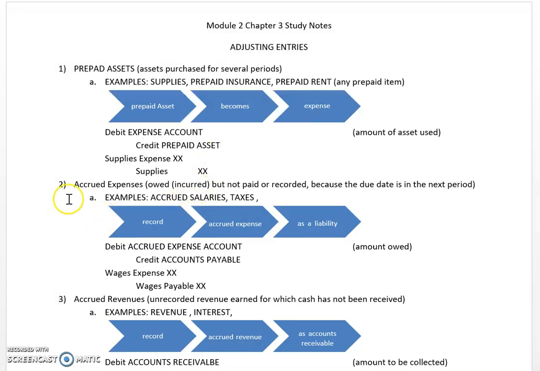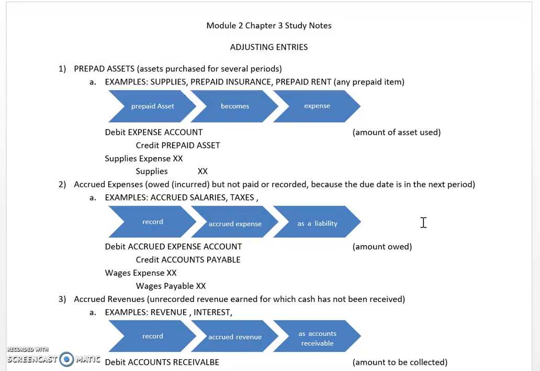The next item is an accrued expense. An accrued expense is an owed amount but not paid or recorded because the due date is in the next period. So one item that is a good illustration of this would be wages or salaries. When you are paying individuals, let's say you pay your employees every Friday. That means that every Friday they receive a check. And let's say we pay them $100 a day. We have one employee, so every Friday they get a check for $500.